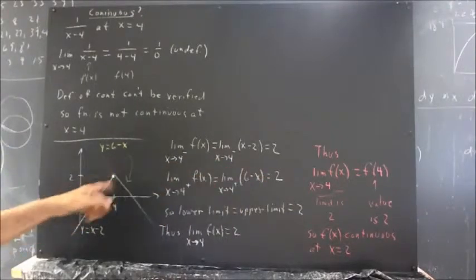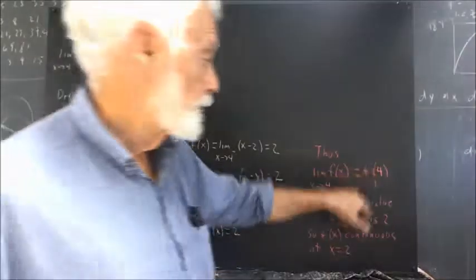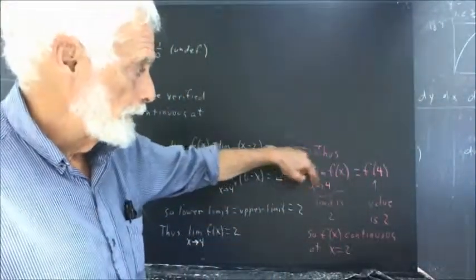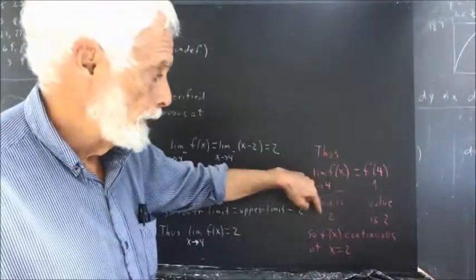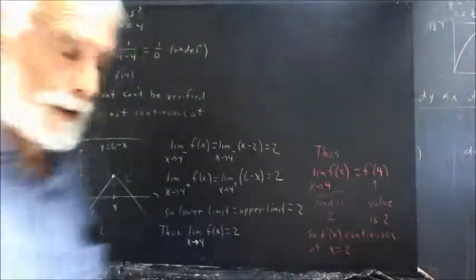X being equal to 4, this applies. We get 4 minus 2, which is 2. So the value of f of 4 is 2. The limit as x approaches 4 of the function is 2. It follows that f of x is continuous at x equals 4.